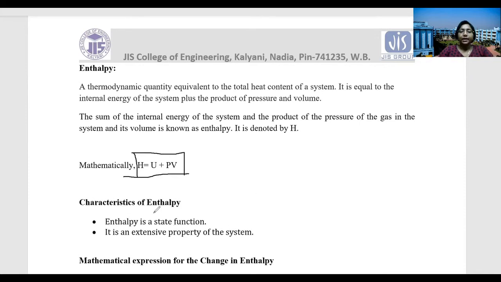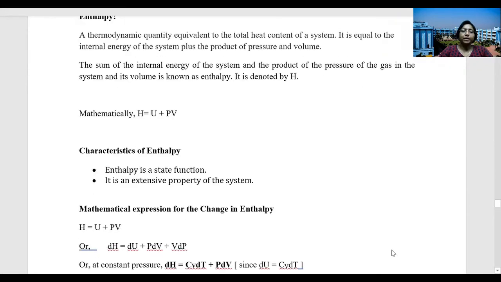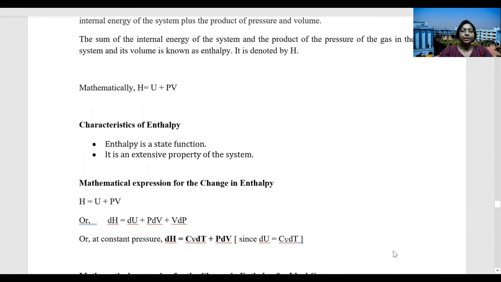Now the characteristics of enthalpy: enthalpy is a state function, and it is an extensive property of the system. So it is not a path function, it is a state function. It does not depend on the path. And it is an extensive property, so it depends on the amount of matter.